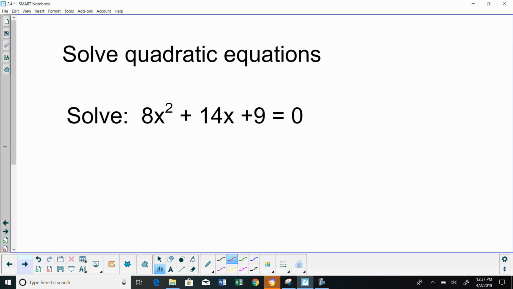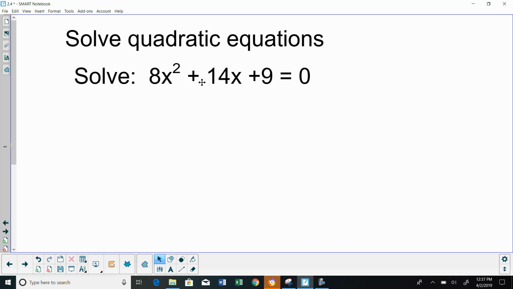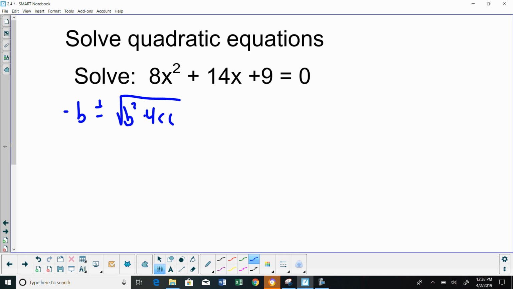Okay, so now let's talk about solving quadratic equations. You know how to do this already. So if I want to solve 8x squared plus 14x plus 9 equals 0, let's use the quadratic formula to do this. Remember, the quadratic formula is -b plus or minus square root of b squared minus 4ac, and that's supposed to be a minus there, and then over 2a. Well, I can actually write each one of them over 2a like that instead of all over 2a. So my a is 8, b is 14, c is 9.